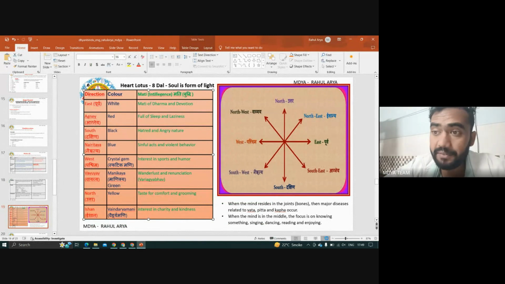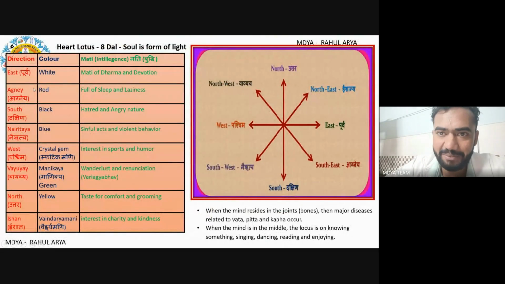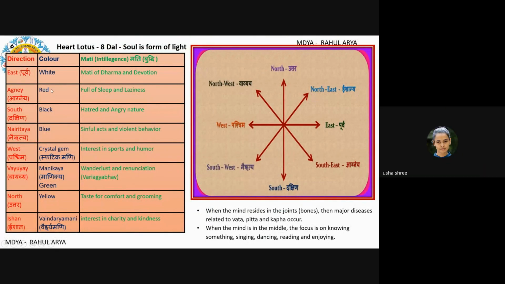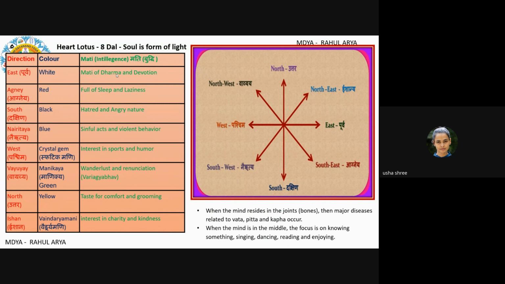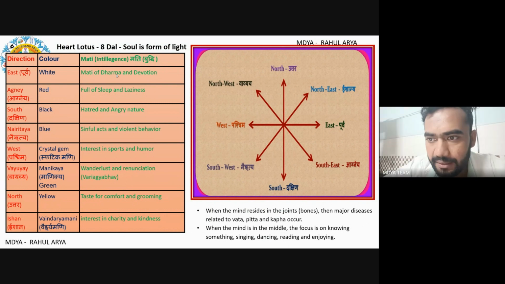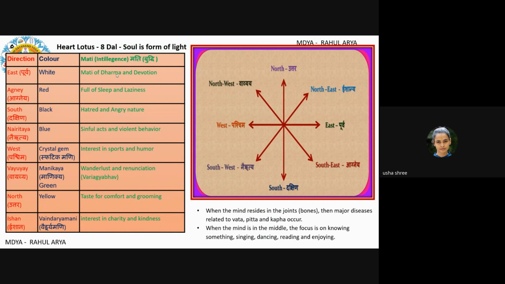Yes, you have to be very careful. You have to meditate. Some directions are wrong, so the good and negative parts of meditation benefit. I think east and northeast are good. East is nice, and northeast is also good. Interest in charity and kindness. North is also good. Nairitya is indulging in sinful and violent behavior, no, sir.